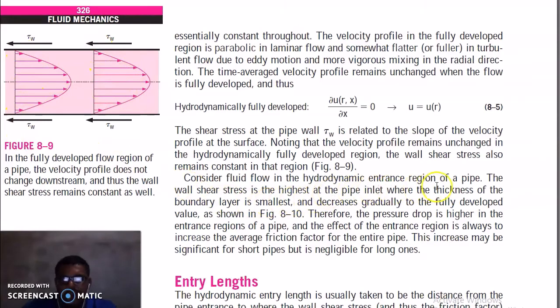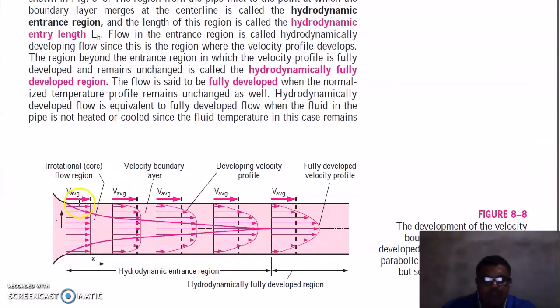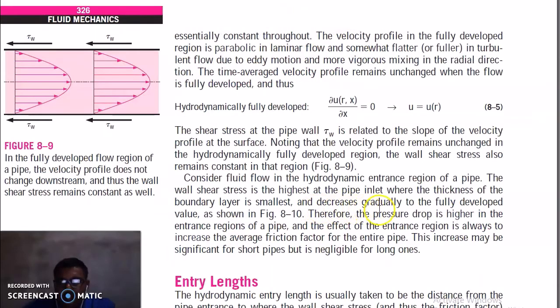Consider fluid flow in the hydrodynamic entrance region of a pipe. The wall shear stress is highest at the pipe inlet, where the thickness of the boundary layer is smallest. Here shear stress is maximum because of the velocity profile, and also the boundary layer thickness is the minimum. The shear stress decreases gradually to the fully developed value. Therefore, the pressure drop is higher in the entrance region of the pipe, and the effect of the entrance region is always to increase the average friction factor for the pipe. This increase may be significant for short pipes, but is negligible for long pipes.